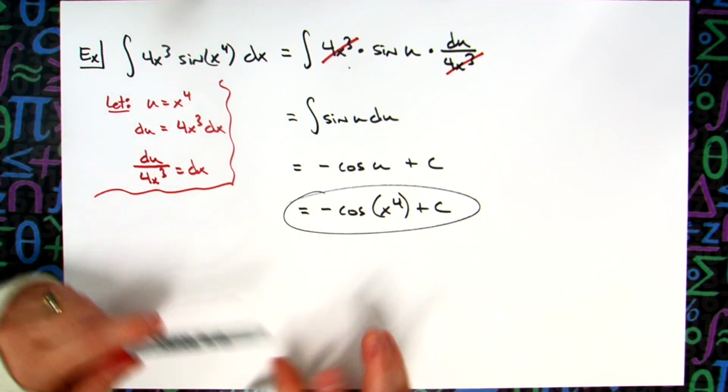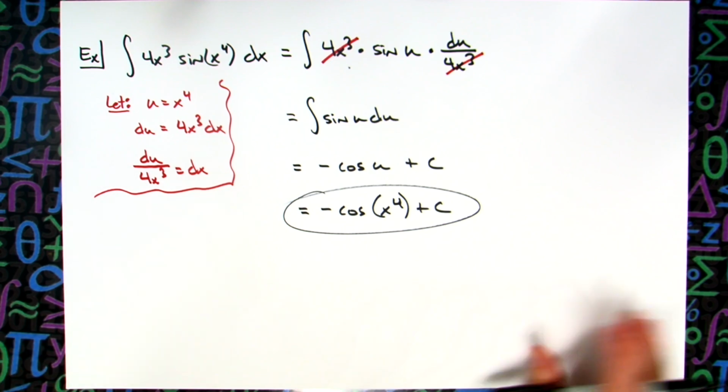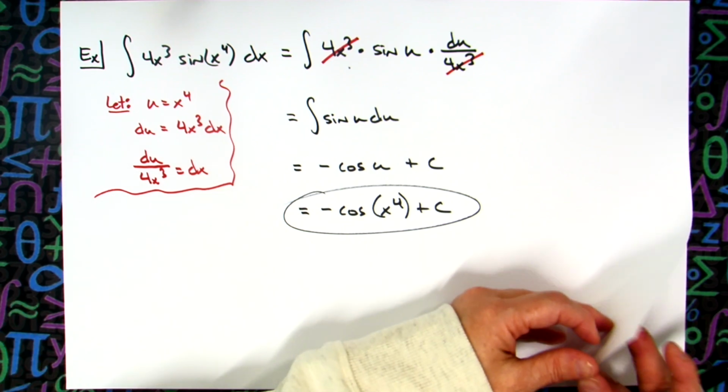Not that it's any harder. The concept is the same. You're going to pick that inside part. You're going to cross things out. As long as everything crosses out, we are good. When things don't cross out, then it gets a little bit more not so good. Let me give you one more and let you try it on your own before we go to the definite integrals.